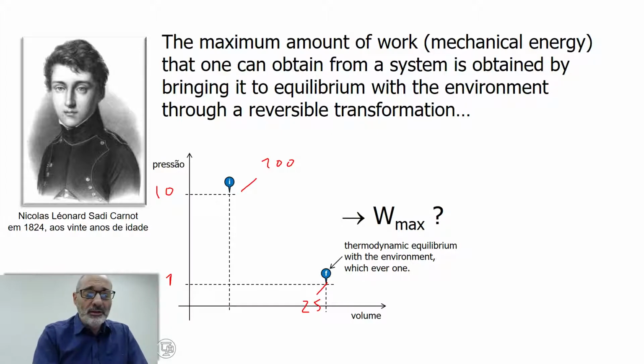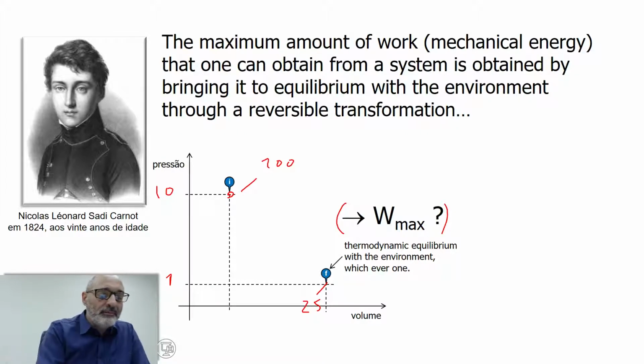So we want the maximum amount of energy, and we can allow the system to equilibrate with the environment. So this can be done by infinite pathways.